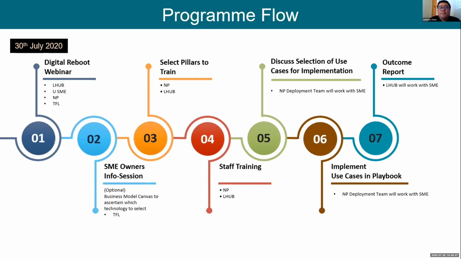And number 5, now we have provided you 10 use cases. Then you need to decide what are the use cases that you want the deployment team to deploy for you and with you. And number 6, then we will implement these use cases. Now, because this scheme is really heavily funded, Learning Hub will work with you to ensure that you have good ROI, and we will do this outcome report tracking with you. So with that, Isa, I pass back the time to you.